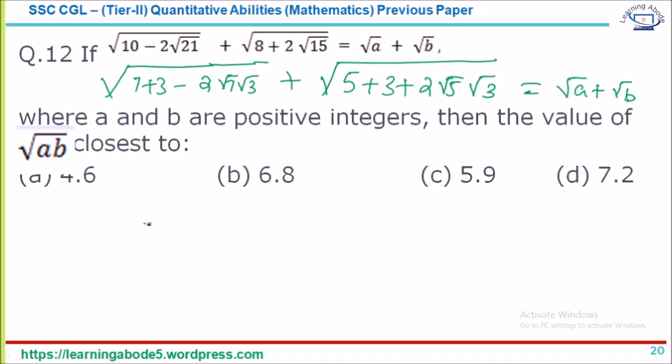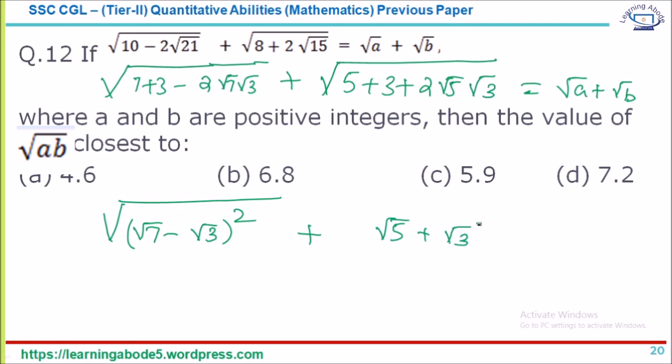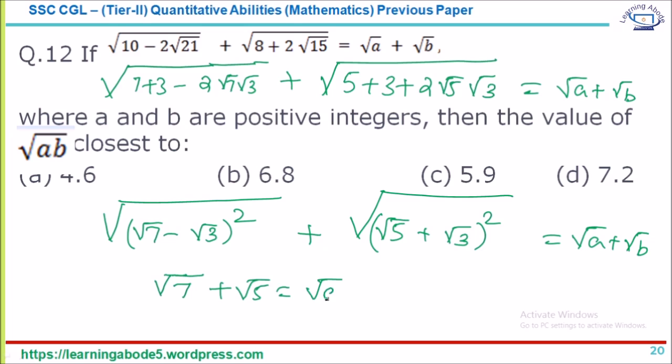Now you can simplify this and write root of root 7 minus root 3 whole square, plus this side it is root 5 plus root 3 whole square, that's equal to root A plus root B. Okay, so effectively you get root 7 plus root 5 is equal to root A plus root B. This is what you get, right?